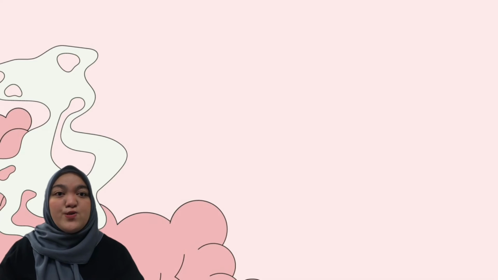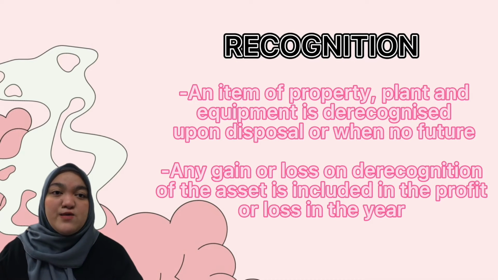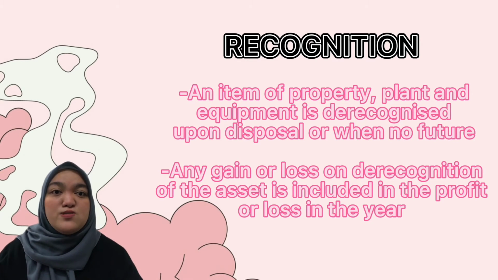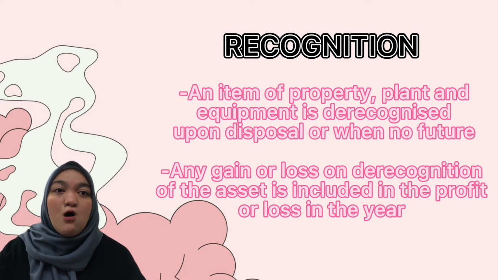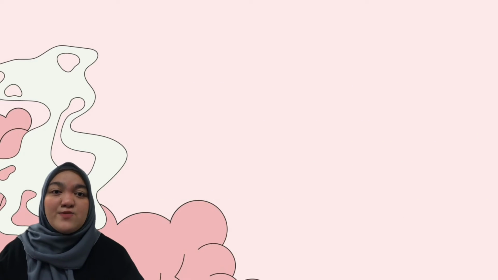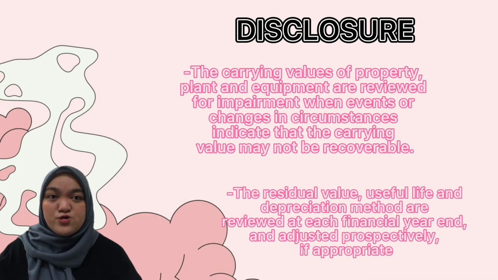Okay, next, for the derecognition, an item of property, plant and equipment is derecognized upon disposal or when no future economic benefits are expected from its use or disposal. Any gain or loss on the derecognition of the asset is included in the profit or loss in the year the asset is derecognized. Lastly is disclosure.